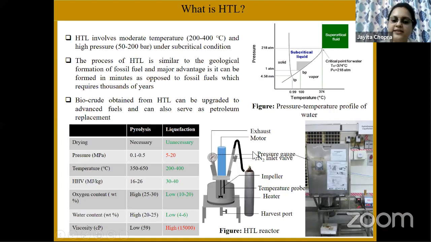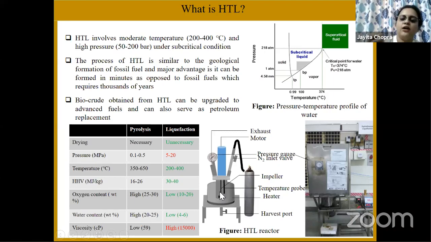So this is the reactor that I have used at IIT Madras. You can see this is the reaction vessel where all the components were kept, and outside is the heater, and it's attached with a temperature probe and impeller.